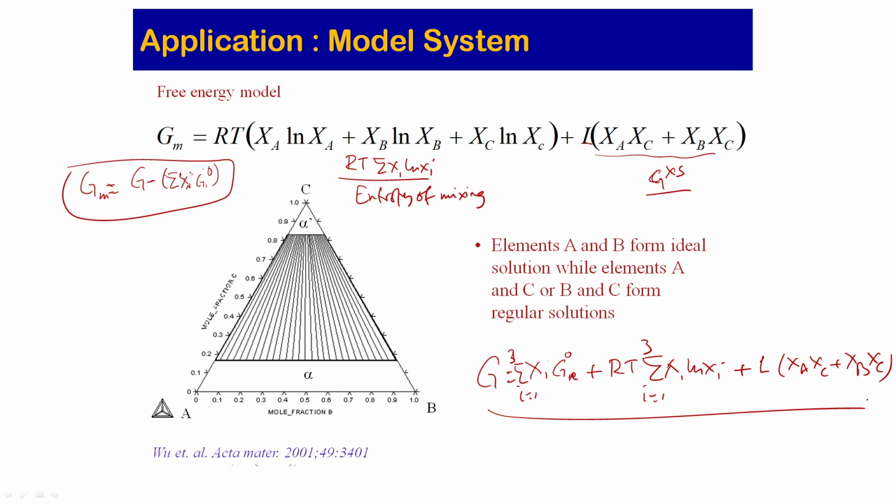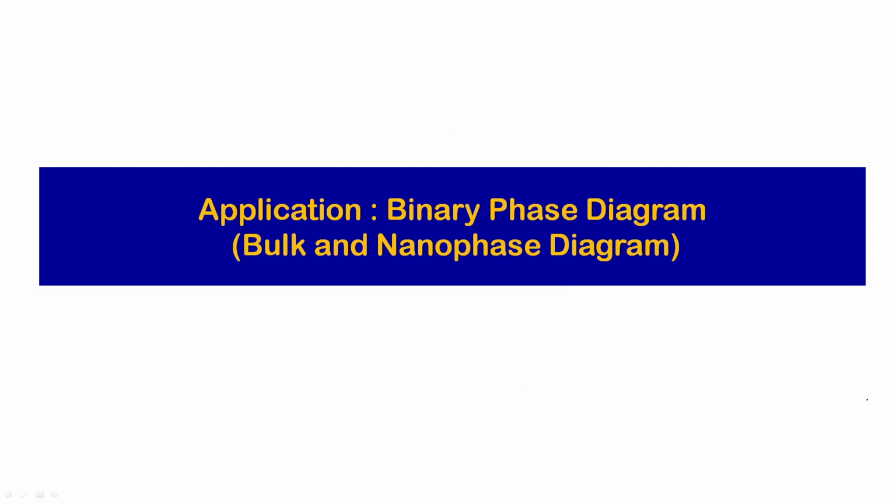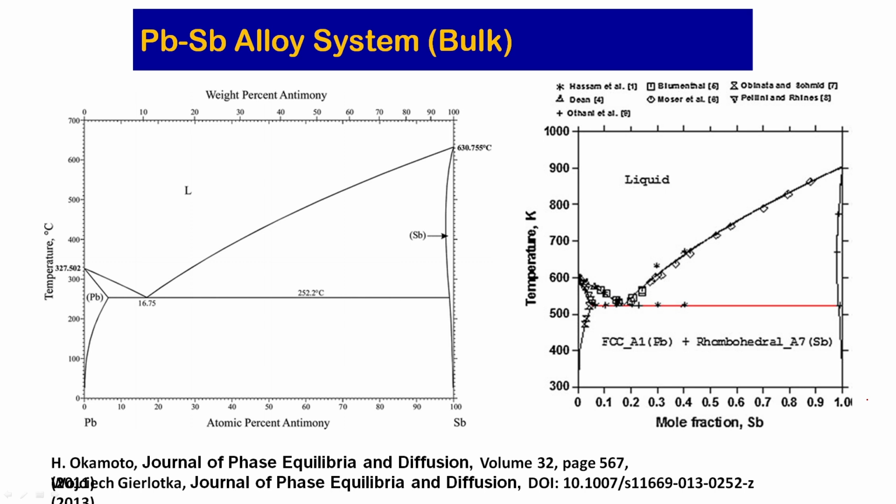Once you have the total free energy of this model system, you can do a lot of kinds of things. Let us talk about a few examples, because that is very important. The first example is the binary phase diagram. We will talk about both binary bulk and nano phase diagrams now. Let us talk about a very simple system, lead antimony. This is the lead antimony phase diagram, as you can clearly see, taken from Okamoto, Journal of Phase Equilibria. Here you see this is a simple eutectic system.